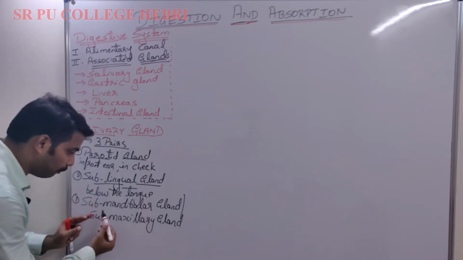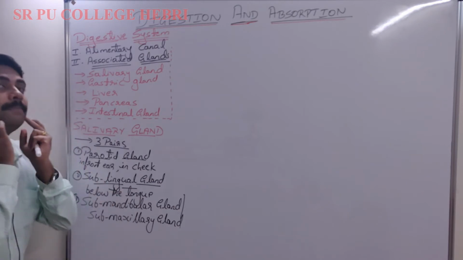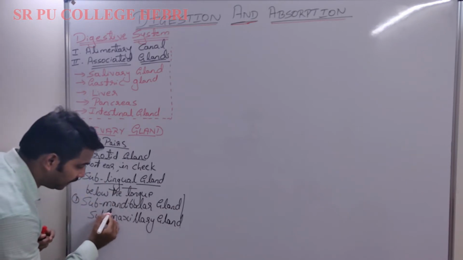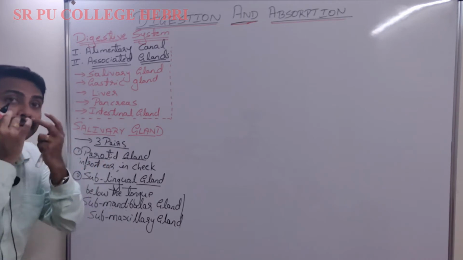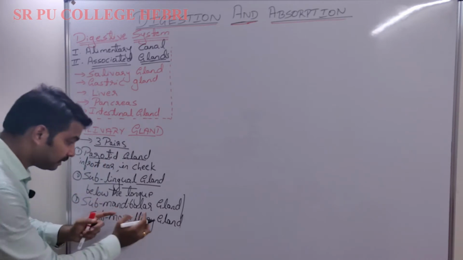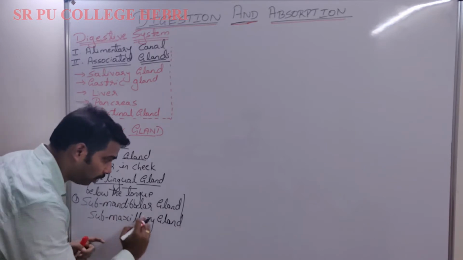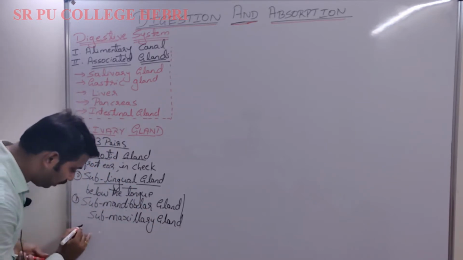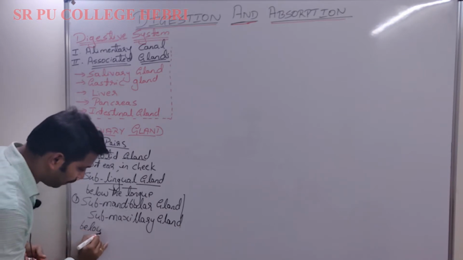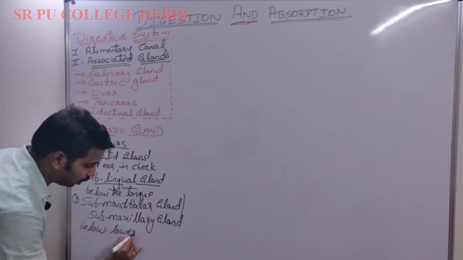The famous or the most common term is submandibular. Guys, mandible means what? Lower jaw. You learnt a term. Upper jaw is called maxilla. This gland can also be called submaxillary gland. Your answer is always what? It is present below what?